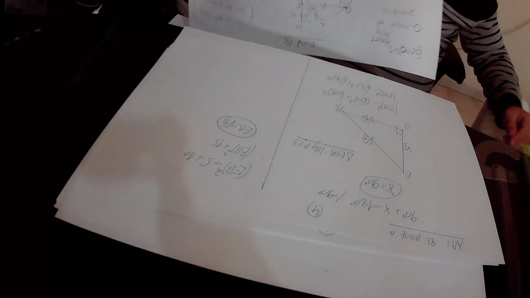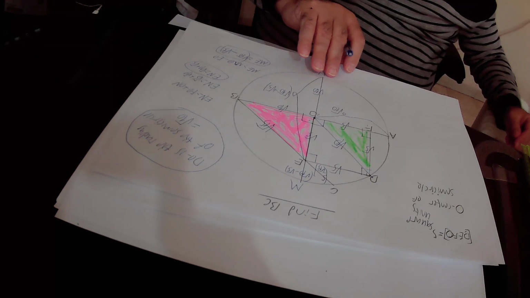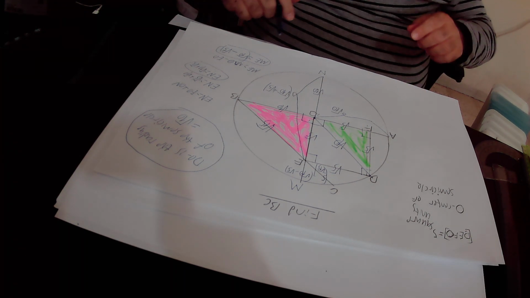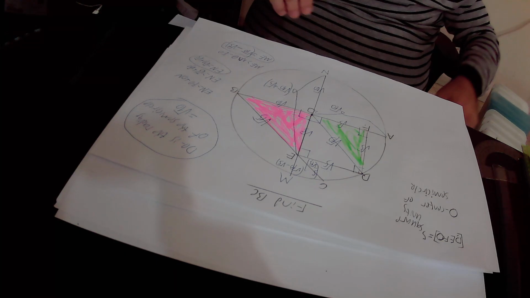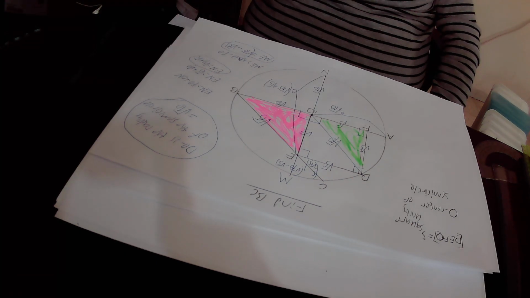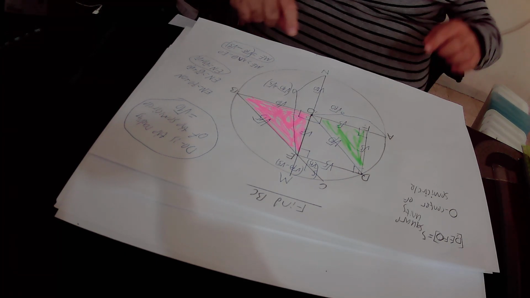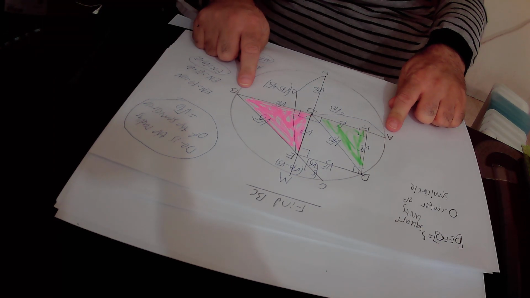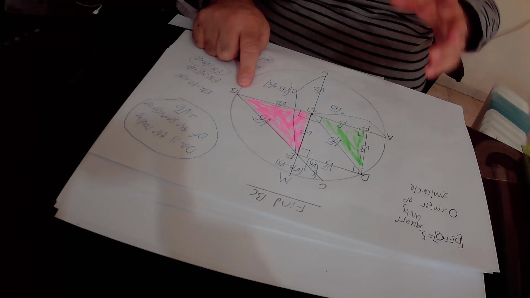Why? Because in our drawing we know that this is a semicircle according to what is given in the question, and AB must be the diameter of the semicircle. So AB is the diameter of the semicircle. It is absolutely a straight line.